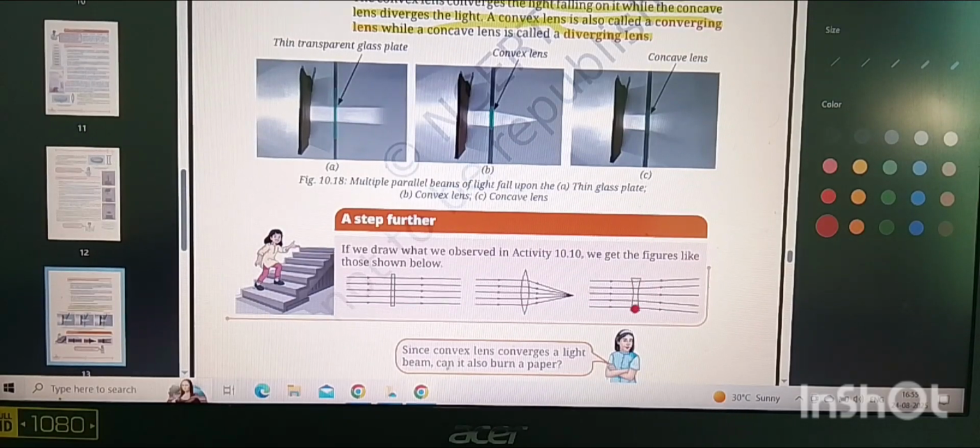And the third one is a concave lens. That is, the edges are thicker than the middle portion. So when parallel light rays fall on it, they get diverged. That is, the light rays spread.